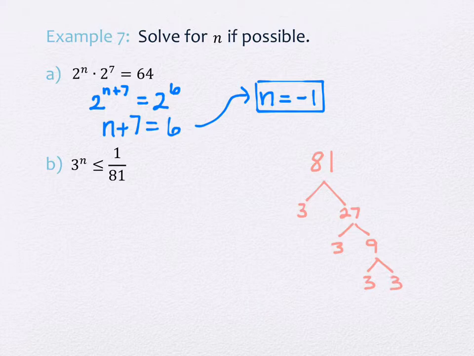I mean, I let you play around with just trial and error, which is totally fine. You could also do this one with trial and error to try to make it 3 to some power. But you can factor it, too. What is this factored into? This is 3 to the 4th.